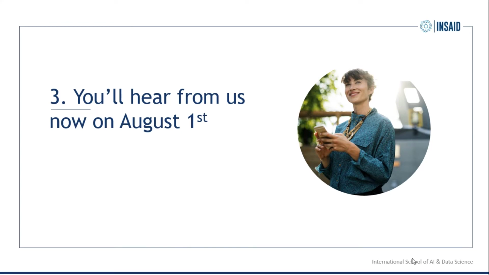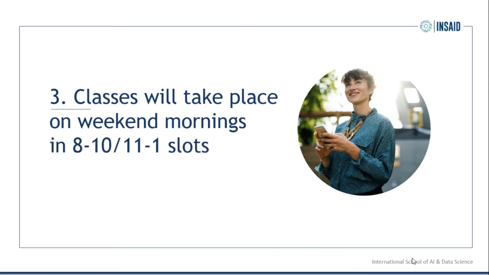The next step is that you will hear from us on August 1st, in which we will send you an email regarding the batch timing, the link to join the classes, etc. So it will be maybe not on August 1st, but maybe somewhere around August 2nd, 3rd, right? The classes will take place on the weekend mornings that all of you know. One of the terms is going to be from 8 to 10. Another term is going to be from 11 to 1. Again, for each term, we will let you know a week in advance or 2 weeks in advance the slot for that particular term.